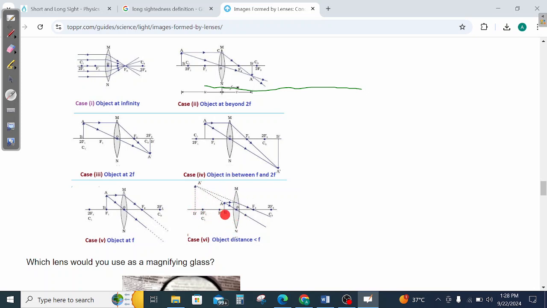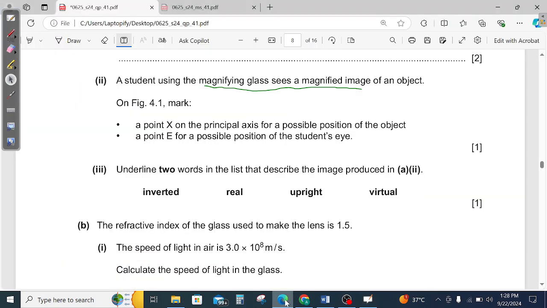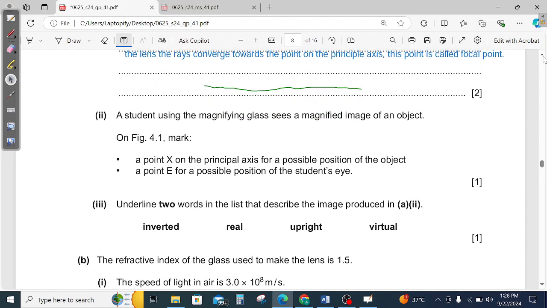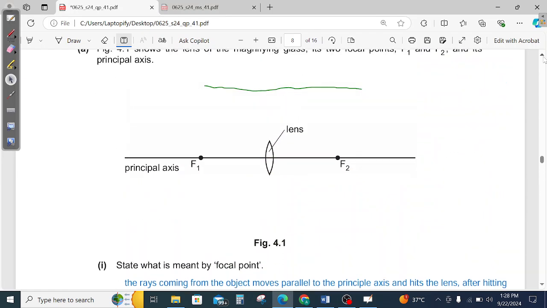So you have to write X here, as you will see in the question, and the observer will see the image of that object from this position. Is it clear? Move towards the question. I will write the position here. You have to place the object at this position, and you will see the image like this. This is the position where the observer can see the image.